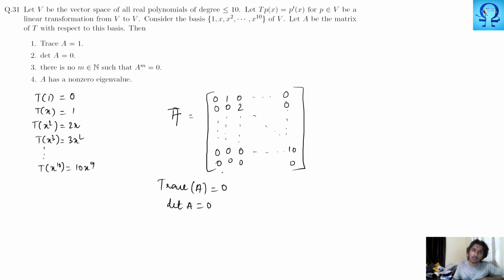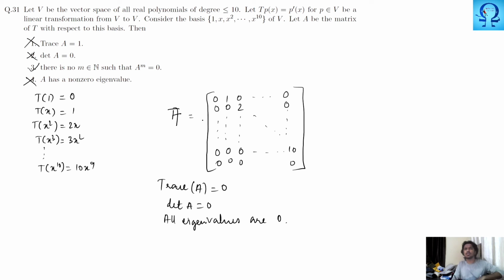And all eigenvalues are 0. So options 4, 2 and 1 are discarded. Option 3 is the right one.